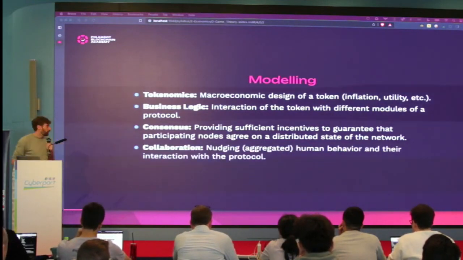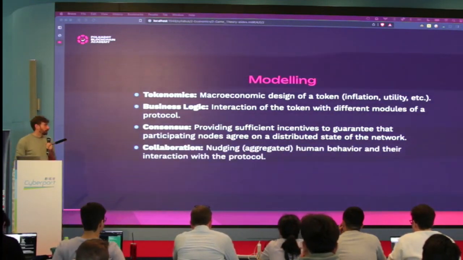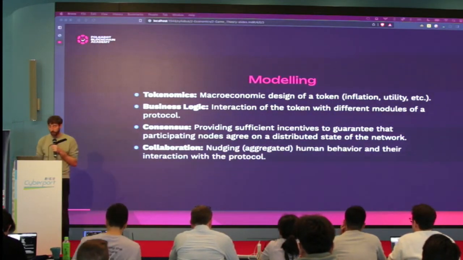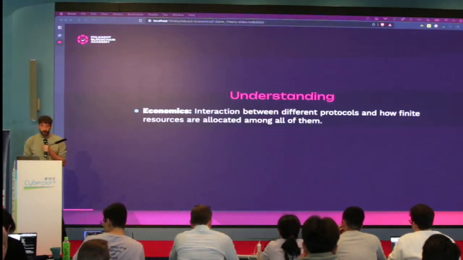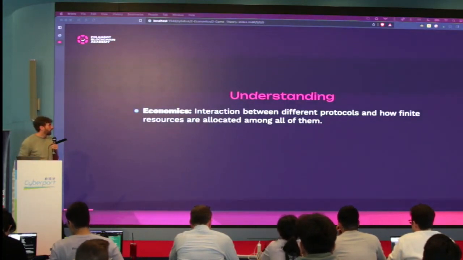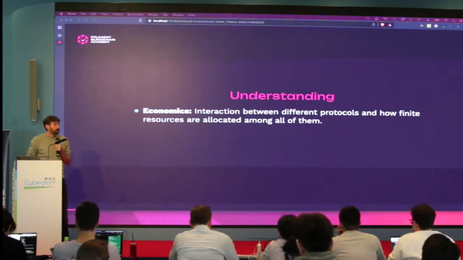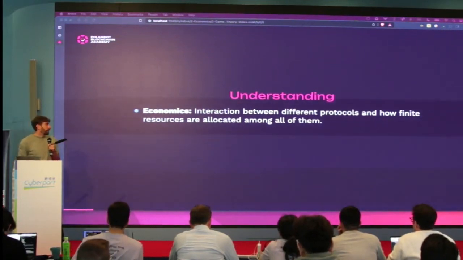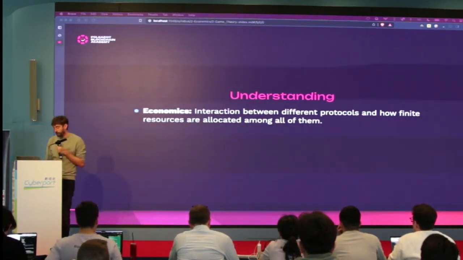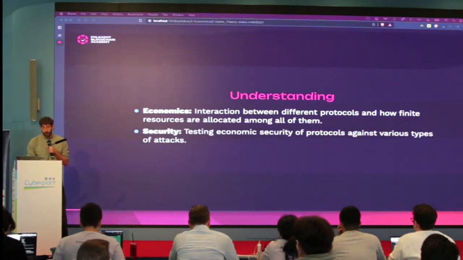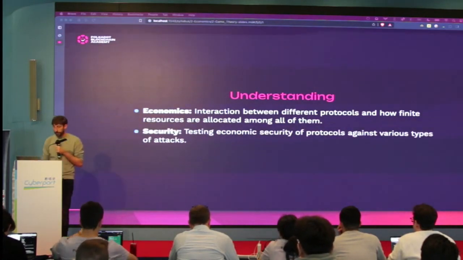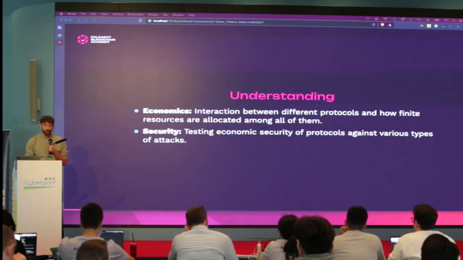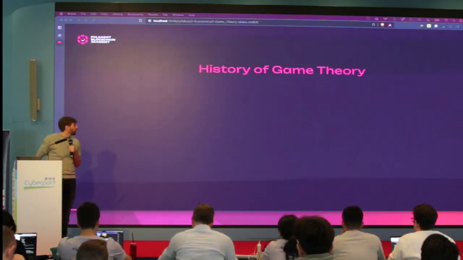And of course, it's also important in collaboration, in nudging aggregated human behavior and their interactions with the protocol. On the other hand, it is also useful to understand other protocols or the interaction between different protocols on a more macroeconomic level and how finite resources are allocated among them. And it's also important for security, where you can test economic security of protocols against various types of attacks.